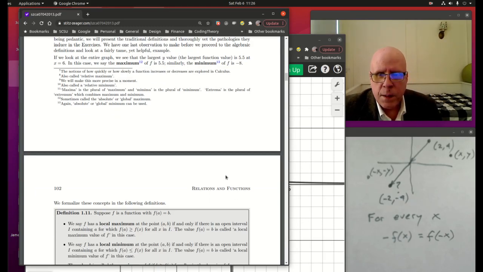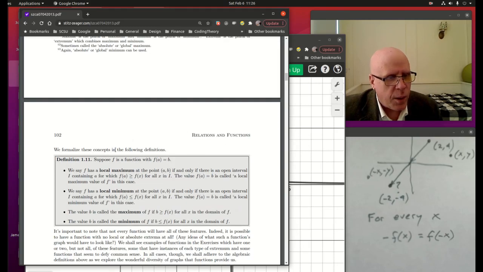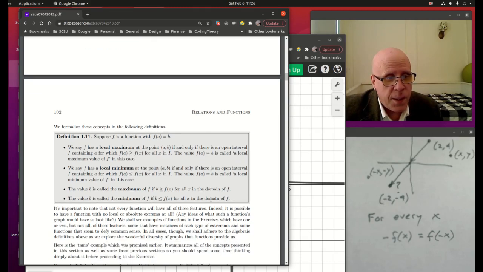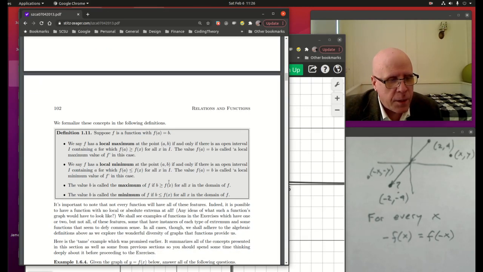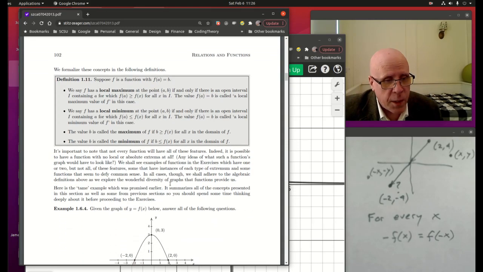Okay, that's it for section 1.6. If you want, I think it's probably good to go back through the book and at least make sure you look at the things in the gray boxes, highlight them and make sure you know the definitions of these technical terms we're using. All right, but that's it for today.